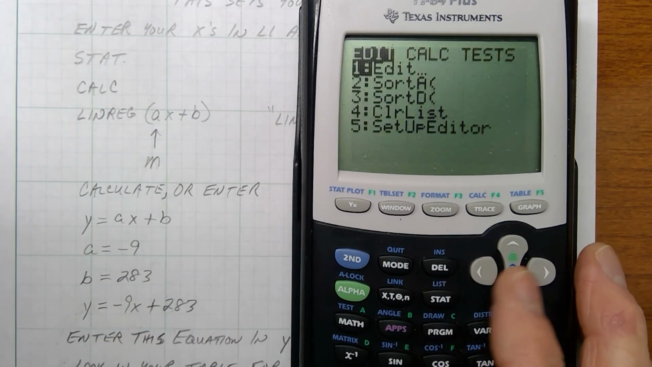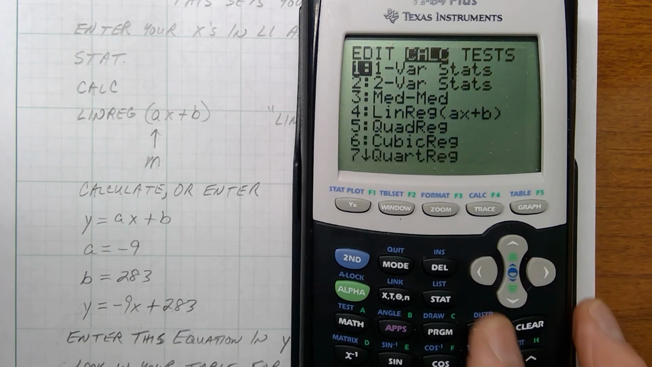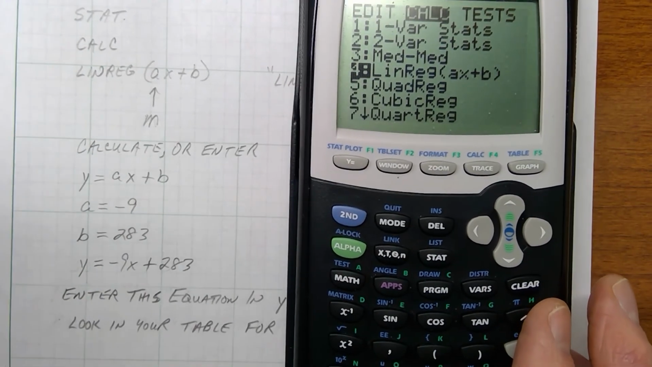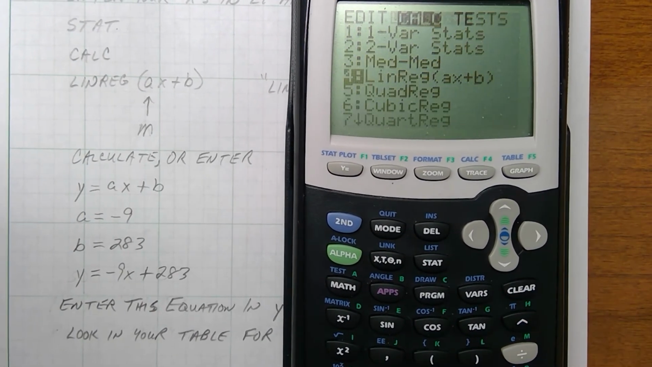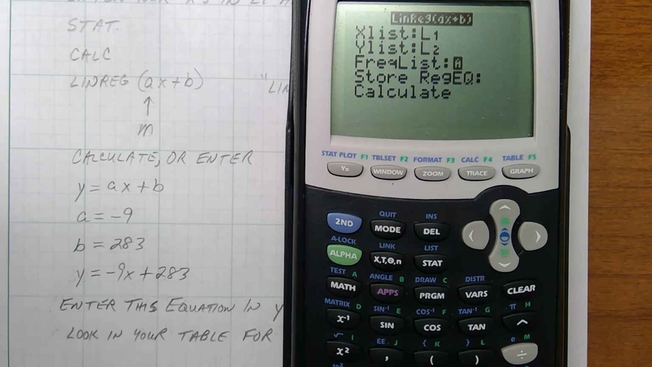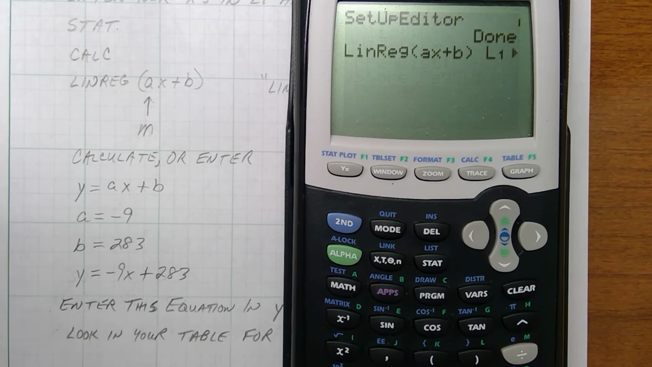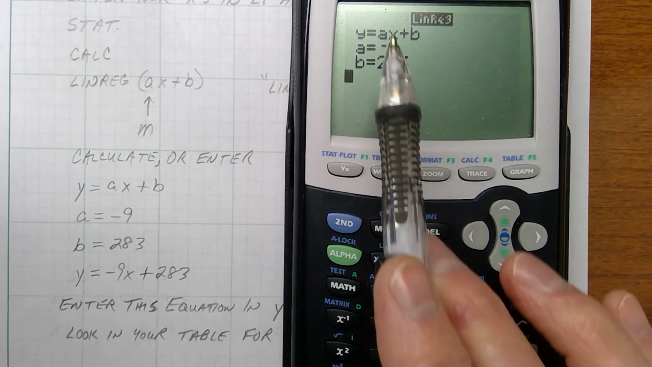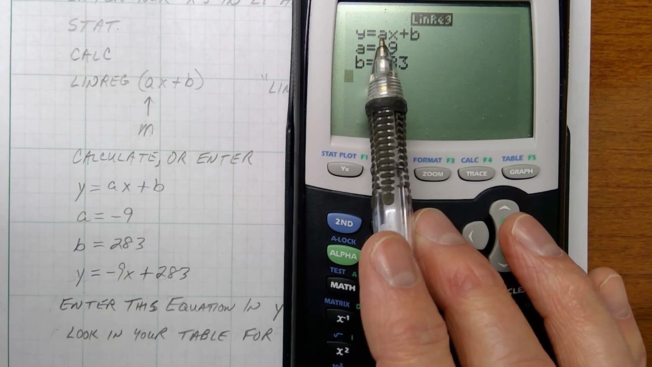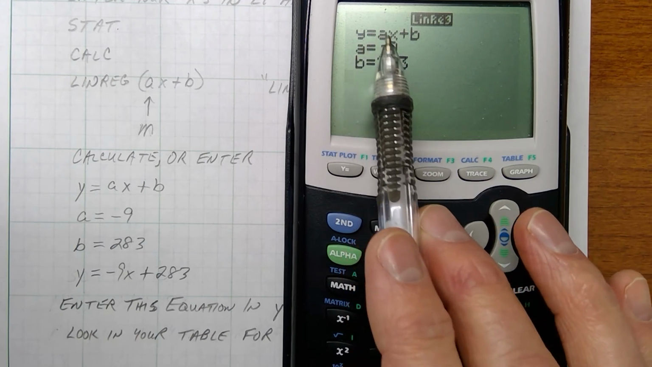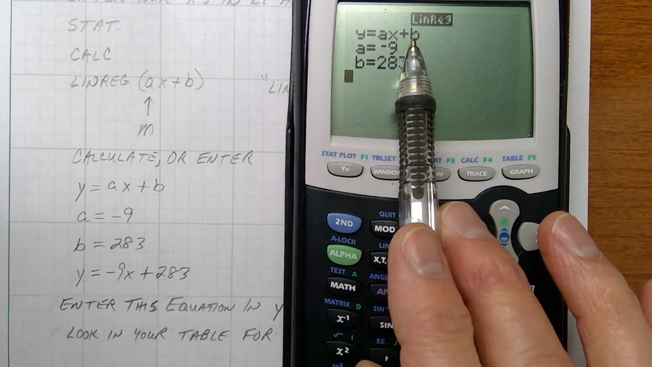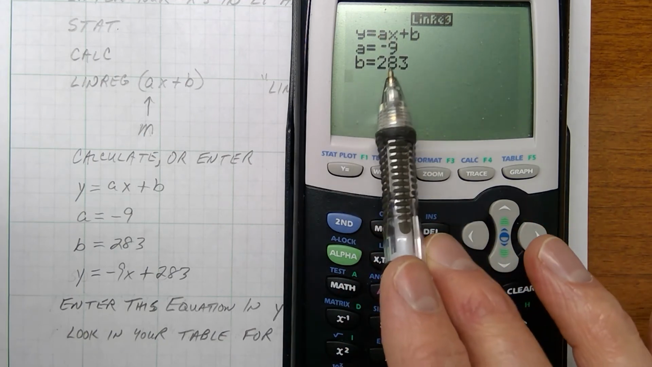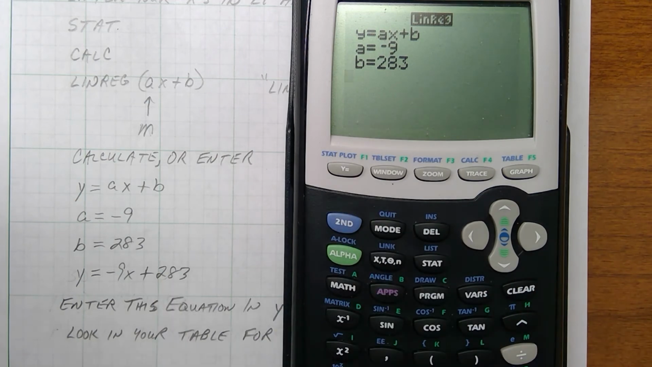So back to Stat. This time over to Calculate. I want to go down to option 4 where it says perform a linear regression. I'm going to hit Enter. Now on the 84, I have to go ahead and go all the way down to calculate and hit enter. And there it does it. All right. So they're telling me that on this calculator, they're calling it A. They said A is -9, so our slope is -9, and B is the same B that we're using. Our y-intercept B is 283. So just put a -9 there and a 283 there, and you've got your equation.